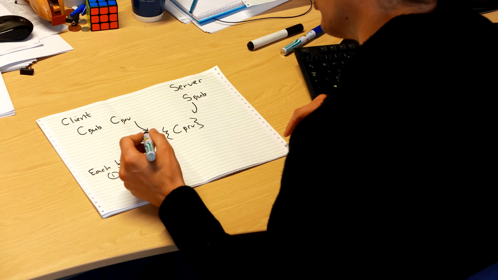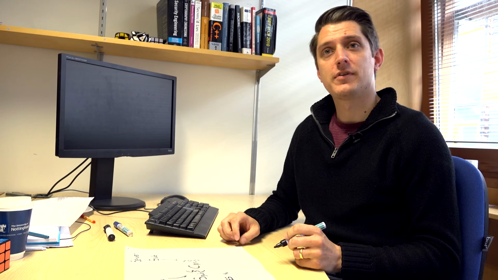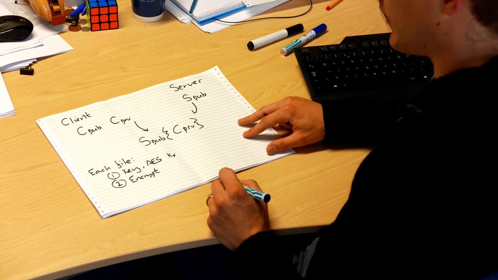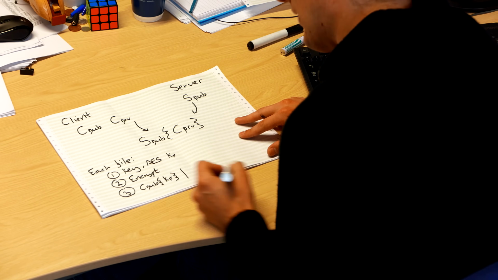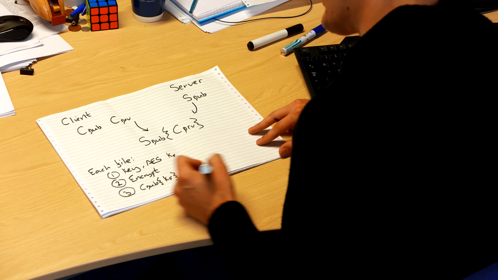So then what happens is, for all files, the client will generate an AES key, which we'll call KF for file, right? And encrypt the file with KF. Then we're going to store, in essence, cpub of KF and KF. Okay, so let's look at what I've just written here.